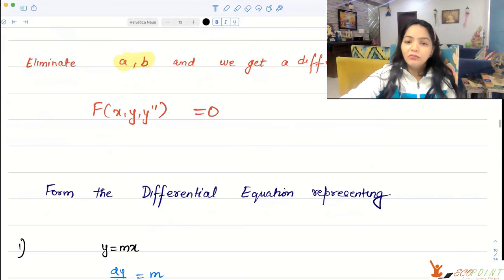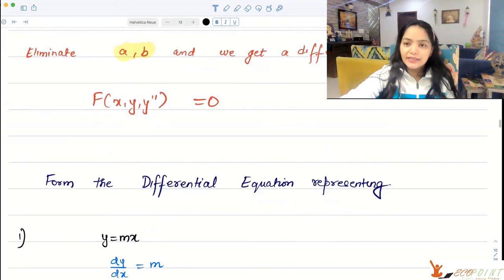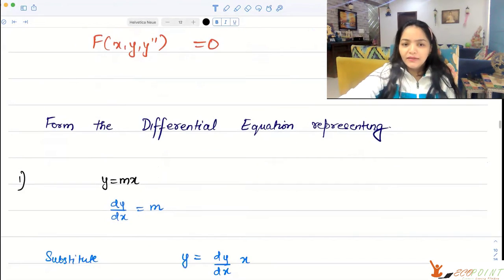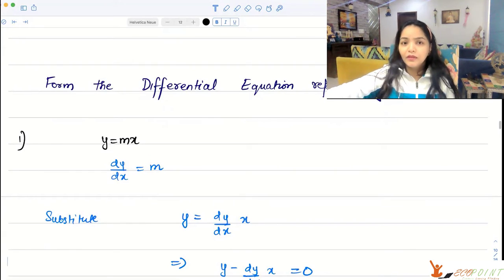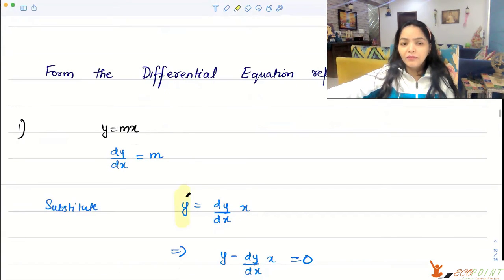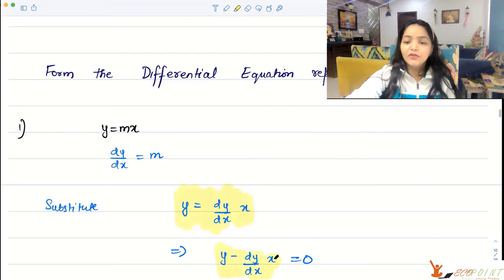So you form different differential equations depending on what is the y that you have, what is the original function that you have. Suppose you have y equals mx, the simplest case that I'm taking, for a line. So dy by dx equals m, and that's about it. If I get rid of m and just put dy by dx here, I have a differential equation which does not contain any parameter. So x times dy by dx minus y equals 0. This is your differential equation.